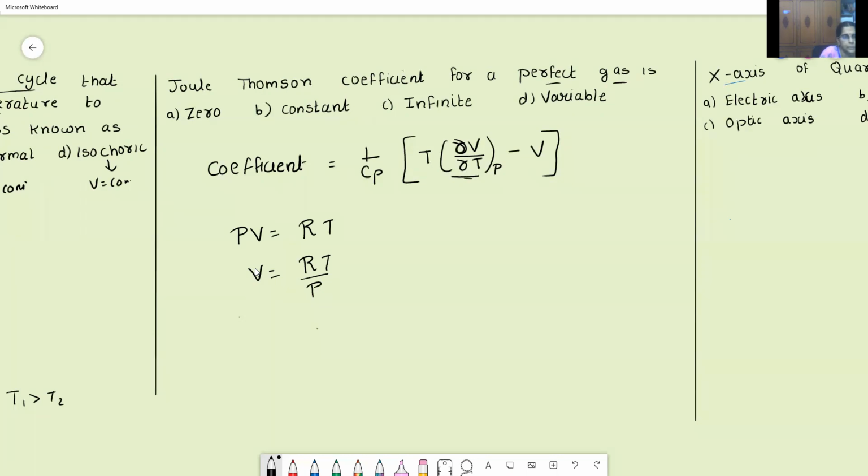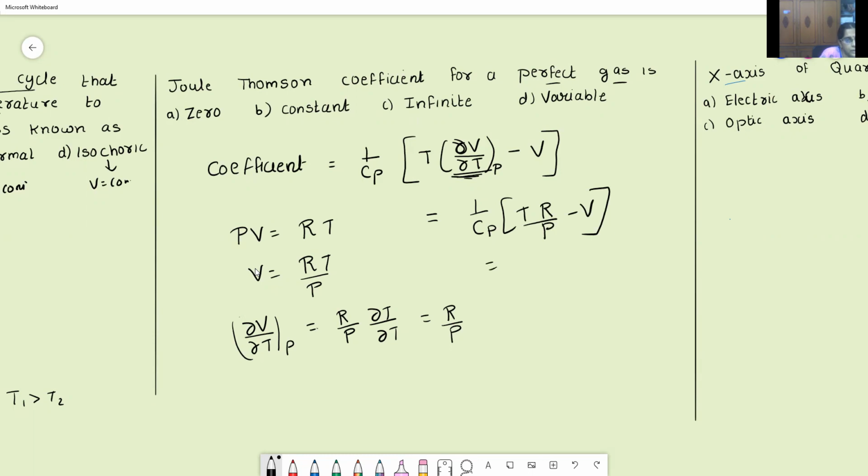Okay, so here P is going to be constant. Now we are going to differentiate it. I want to find this. I'm going to take the derivative of volume with respect to time at constant pressure. So then what happens, R by P is going to be constant, so del T by del T is going to be 1, so I get R by P. So this R by P I'm going to substitute here. So then what happens to the coefficient, I'm going to get Cp into T into R by P minus V.